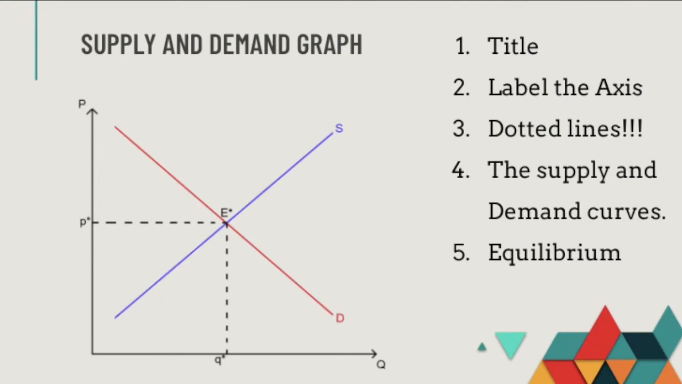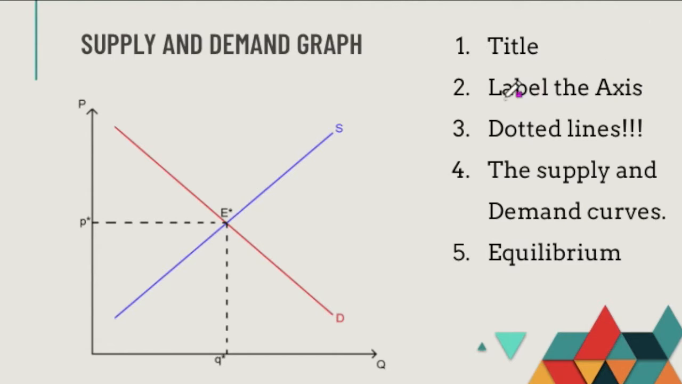All right, this is going to be our graph. This is going to be what you're going to be drawing and analyzing with questions. A few things you need to include in your graph are title, labeling the axis, the dotted lines, the actual curves, and the equilibrium point. The title for a supply and demand graph can be supply and demand for whatever good you're doing, or just market for, for example, pencils. If you're doing one for pencils, market for pencils can be your title.